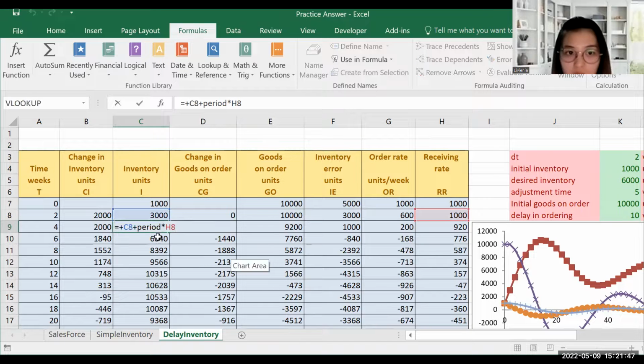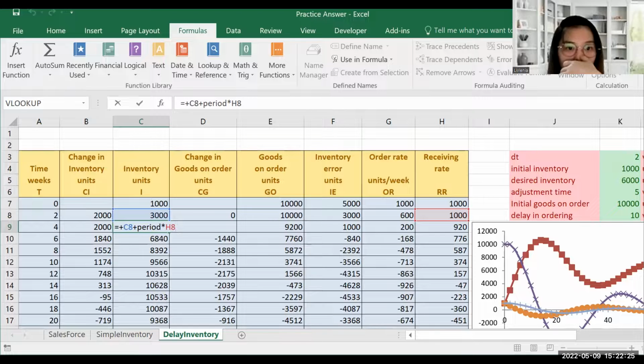On the previous one plus the period multiplied by the receiving rate. Is that correct? Multiply by the receiving rate of the previous. Oh, I multiply by the order rate. Okay, should be that. That is the one that explains. If you change that and then go down, copy down.